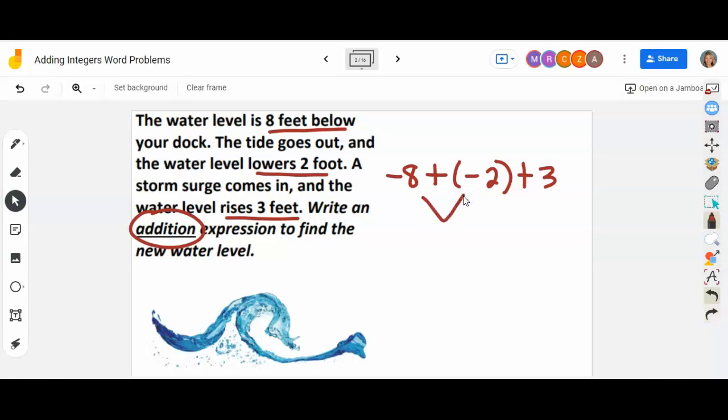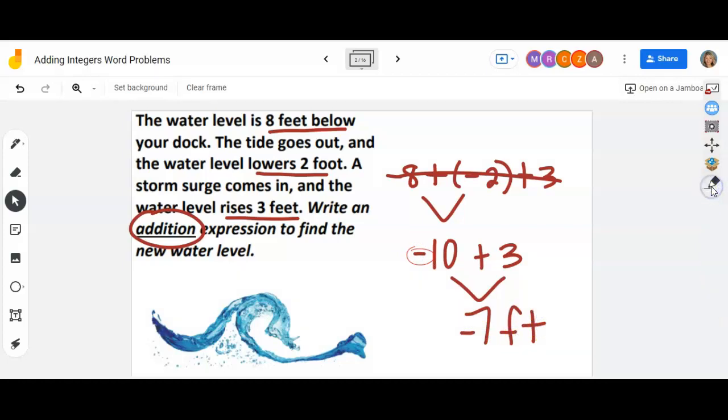-8 plus -2. I can only add 2 numbers at a time. So I'm going to start with my first 2 numbers. They're both negative. Sign's the same. Find the sum. 8 plus 2 is 10. Keep the sign. Bring everything else down. Now I have a completely new problem. I'm not looking at this one anymore. Now I'm looking at -10 plus 3. Different signs. Find the difference. 10 minus 3 is 7. The bigger number is negative, so my answer is -7 feet. Make sure you have your units.